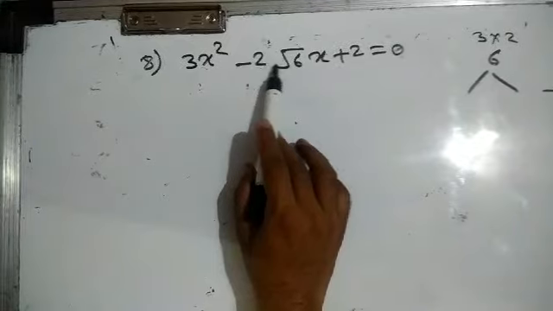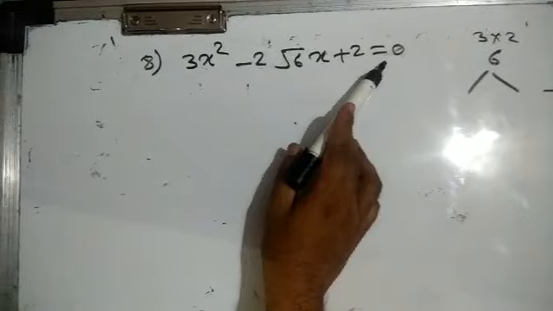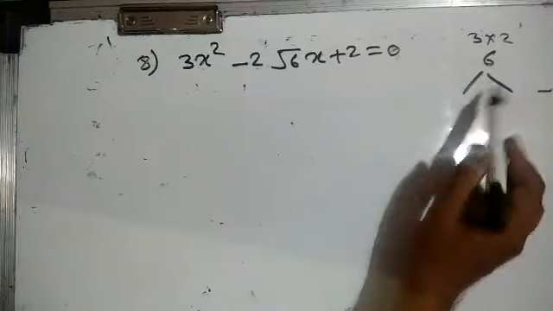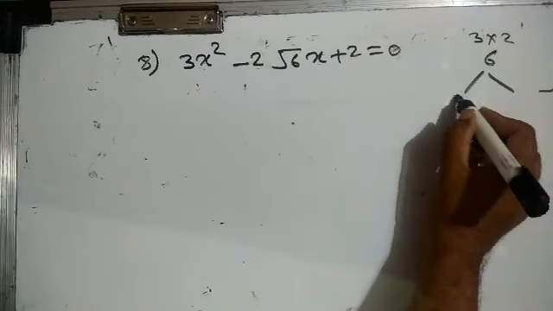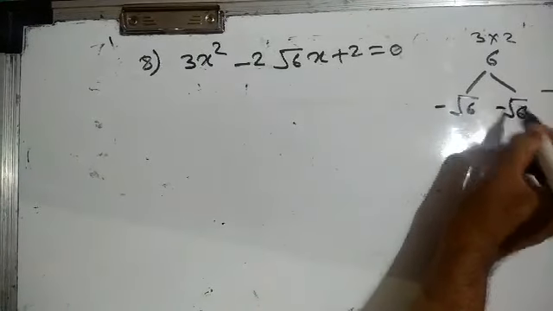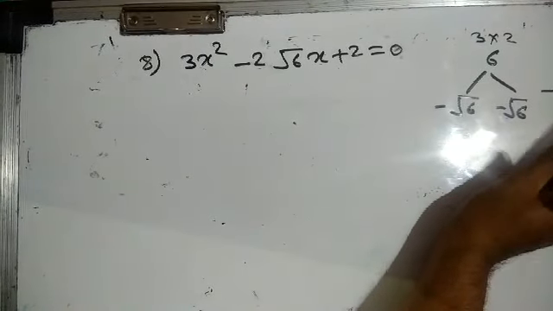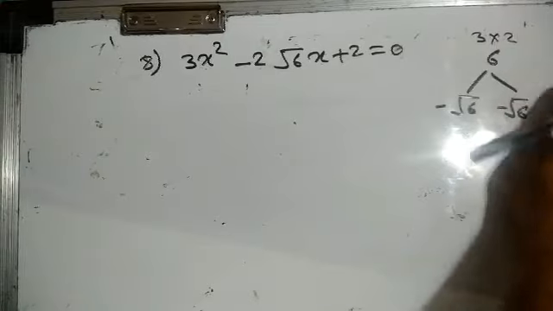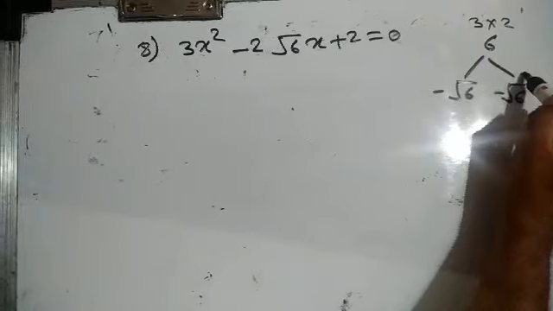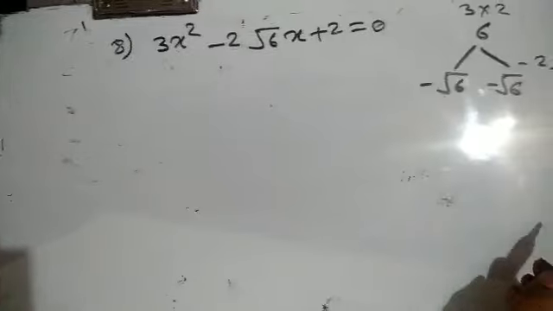Therefore, 3x² minus 2√6x plus 2 is equal to 0. This is the equation. And 3 into 2, that is 6, the product of these two. Then here what we can write? We can write minus √6 and minus √6. When we multiply these two, we get 6, and when we add these two, we get minus 2√6.